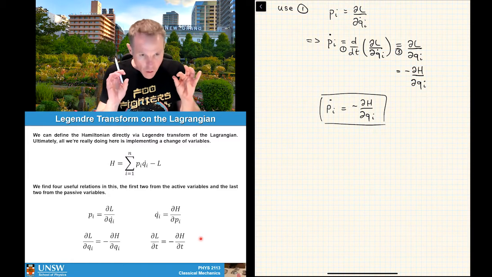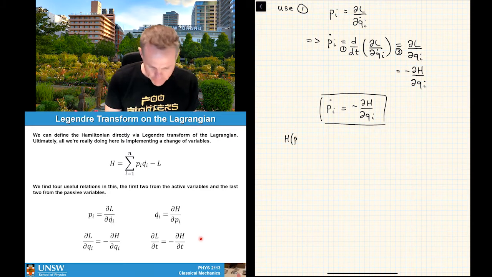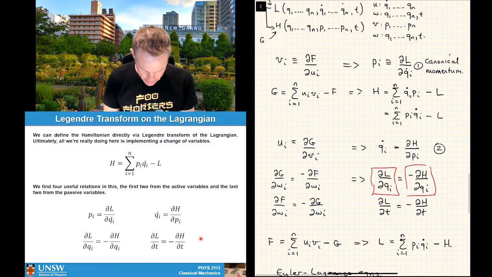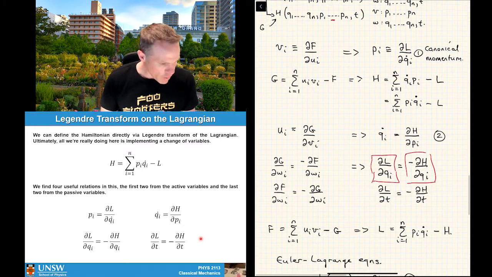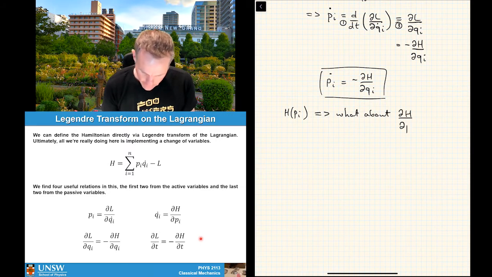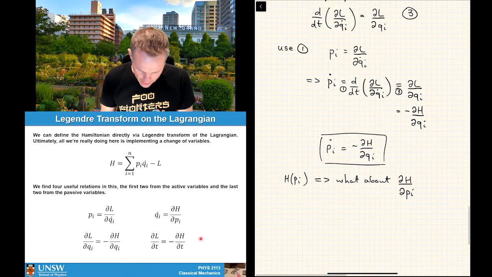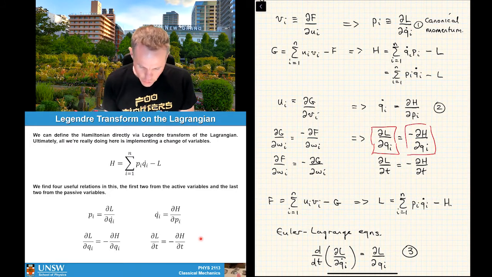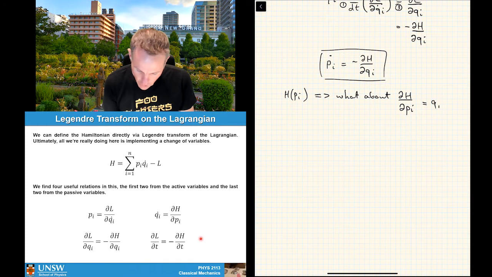Now we know also that H is going to be a function of pi, right? Because we can look at it right back up here. H is going to be a function of pi somewhere in here, and so what we would naturally expect in here is that what about dH/dpi? And we know that we already have that. We already have that just here as equation 2, right? dH/dpi is equal to qi dot. So what we can come down here and do is write dH/dpi is qi dot.